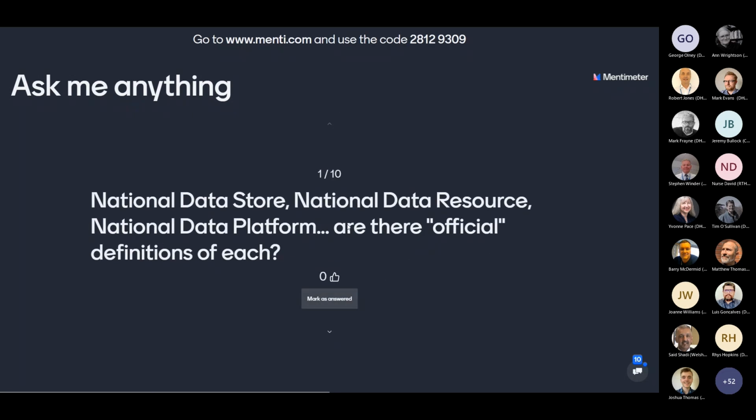National data store, national data resource, national data platform: are there official definitions of each? I'm not sure we have done that in the documents themselves, but I think that's a really good request. Yeah, I struggled with that one on the slide, so I called it national data repository. I like national data platform, but yes, we need to get the terminology down, you're right. It would really help me with the question people keep asking me, which is, what is the NDR? So I think that's something we'll definitely take as an action from this work. I think what we've described after the FHIR material today is the national data platform, isn't it? Thank you.